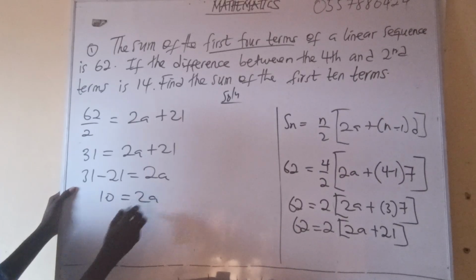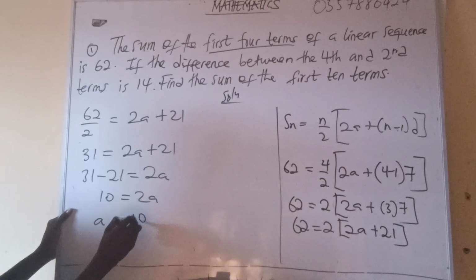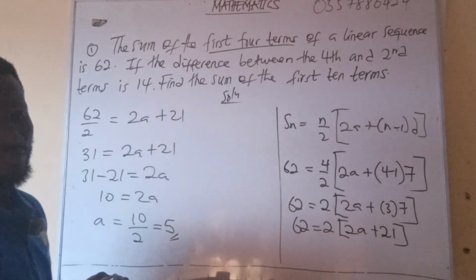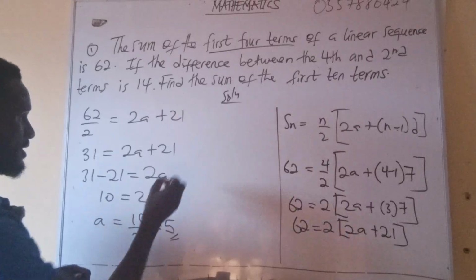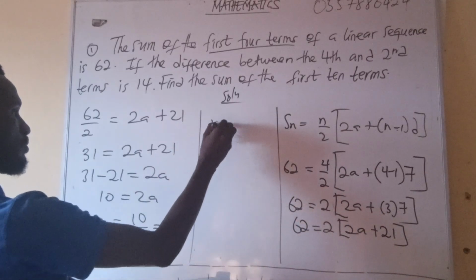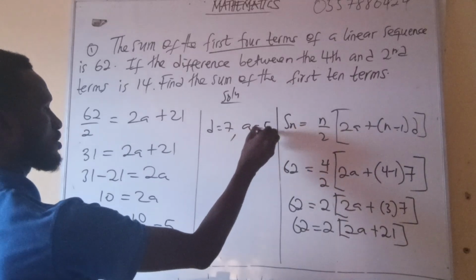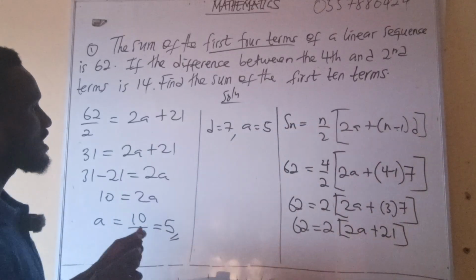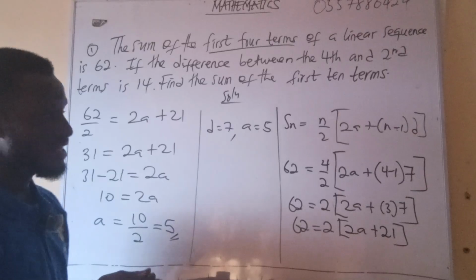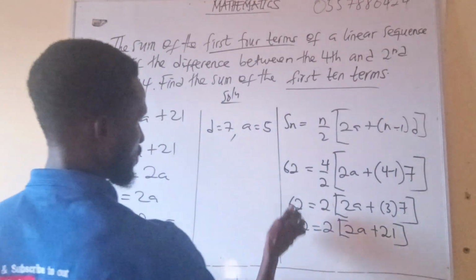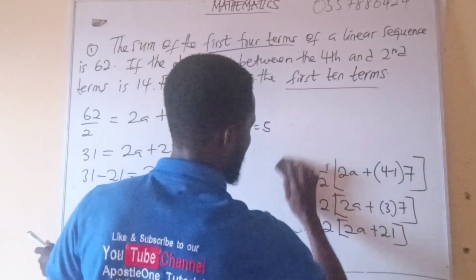10 is equal to 2a. How are we going to get the a? a will give us 10 divided by 2, so a is equal to 5. Now at this point, we've gotten d to be 7, that's the common difference, and a to be equal to 5. At this point, we can find the sum of the first 10 terms. So let me clean this one. Let's find the sum of the first 10 terms.